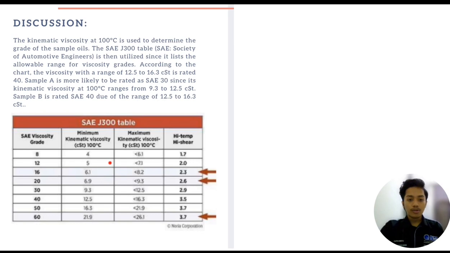Sample A is more likely to be rated as SAE 30 since its kinematic viscosity at 100 degrees Celsius ranges from 9.3 to 12.5 cSt. Sample B is rated SAE 40 due to the range of 12.5 to 16.3 cSt. That's all from me. Thank you.